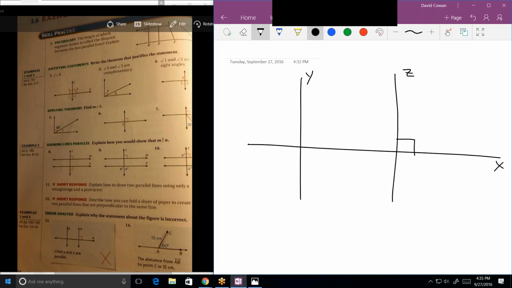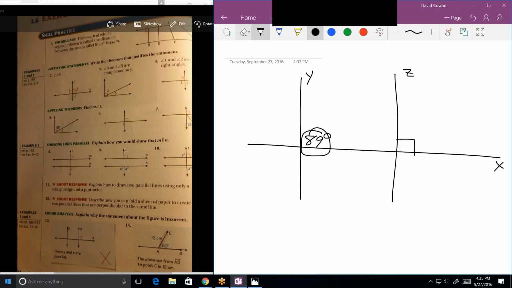Because we do not know that X is perpendicular to Y. In other words, this doesn't have to be a right angle. Even though it looks like it in the drawing, you can never assume that all angles are right angles unless they tell you or label it. This could actually be 89 degrees, and we wouldn't be able to tell the difference by looking at it. And if that were 89 degrees, then Y and Z are not parallel.